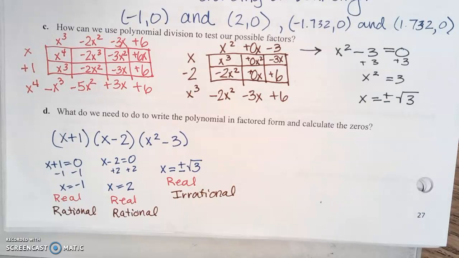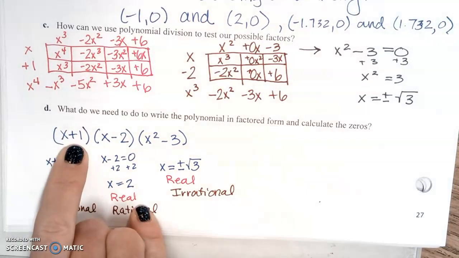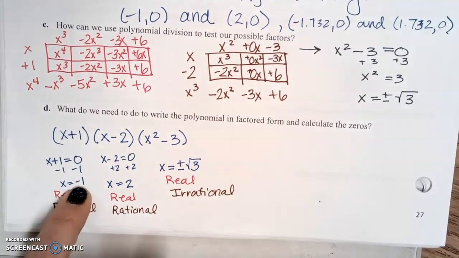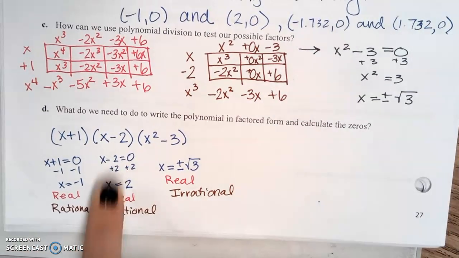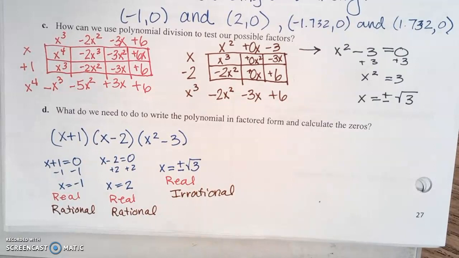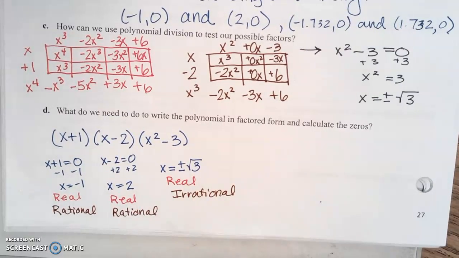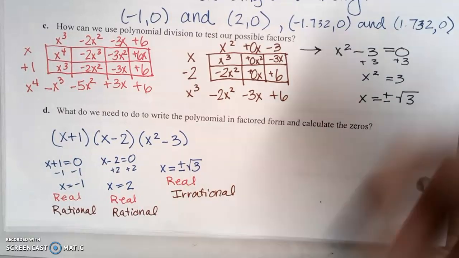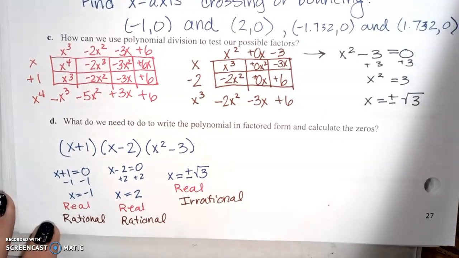That was part D. What do we need to do to write the polynomial in factored form and calculate the zeros? Okay. So this was the binomial, which makes this the 0. This was the binomial, which makes that the 0. That was the polynomial, makes that the 0. Those two. There's two of them here because of the plus minus. Okay. Anybody still writing? Okay.